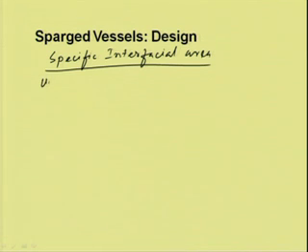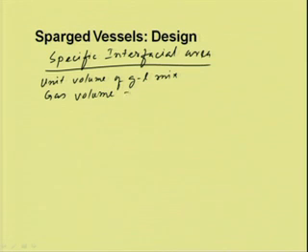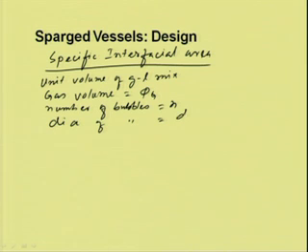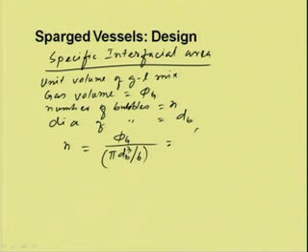Now, if we consider unit volume of gas liquid mixture, and it contains gas volume phi g, and the number of bubbles is n, and the diameter of the bubble is dB, then we can write n is equal to phi g divided by pi dB cube by 6, which is equal to 6 phi g divided by pi dB cube.